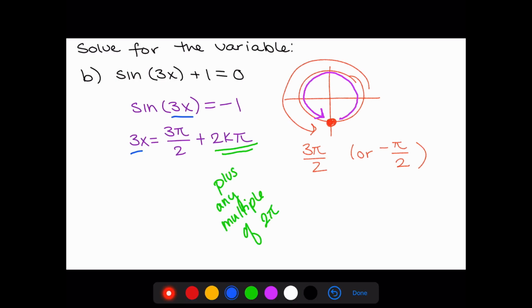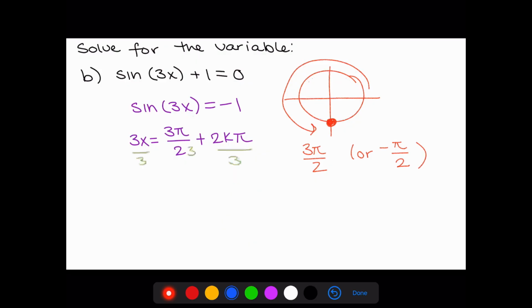So we're going to say that our angle 3x has to equal 3 pi over 2 plus any multiple of 2 pi. So again, we could add 360 degrees or 2 pi any number of times and we still end up at that same point. So we're going to use that k to represent any integer and write that any multiple of 2 pi as 2k pi. Then finally, to solve for x, we have to divide everything by 3.